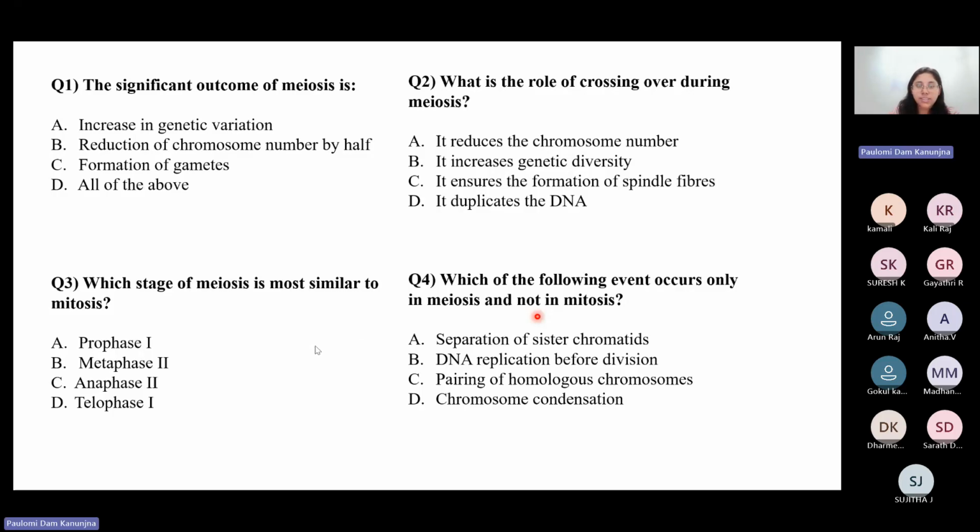So let me give the answers. D, B, C, and C. The significant outcome of meiosis is increasing genetic variation because of homologous recombination, reduction of chromosome number by half, and formation of gametes. All of these are correct.